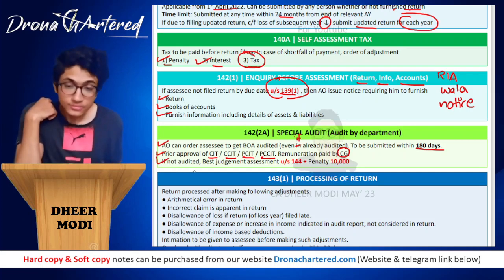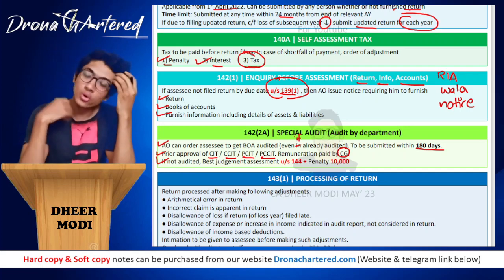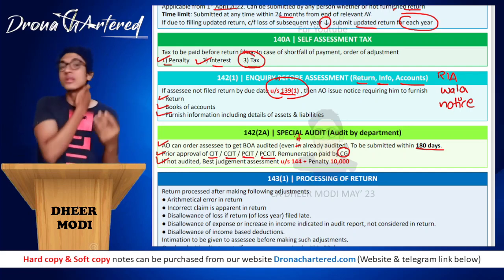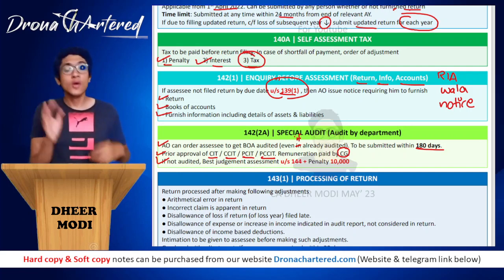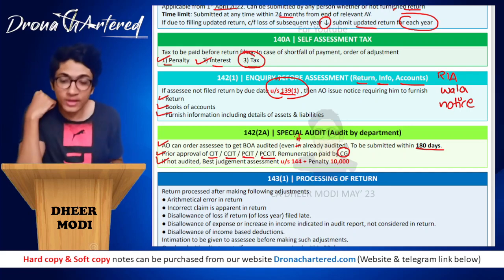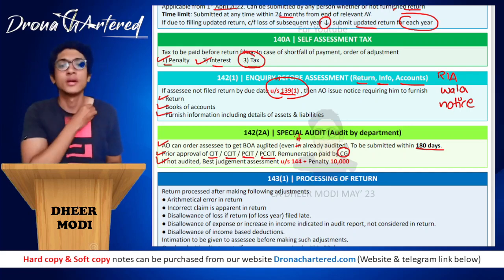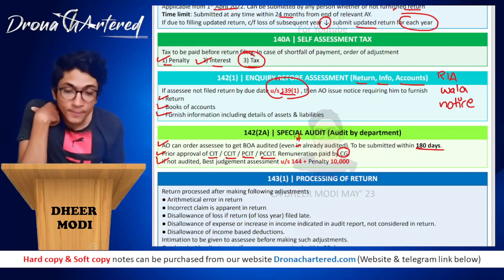Next, if not audited, best judgment assessment. If the SSC does not get his books of accounts audited, in such a case, what will the AO do? He will do best judgment assessment. That is, as per what he feels, how much information he has, he will do his best judgment as per that. So it is called best judgment assessment. That is, the AO himself will be doing it. So if not audited, best judgment assessment under section 144.